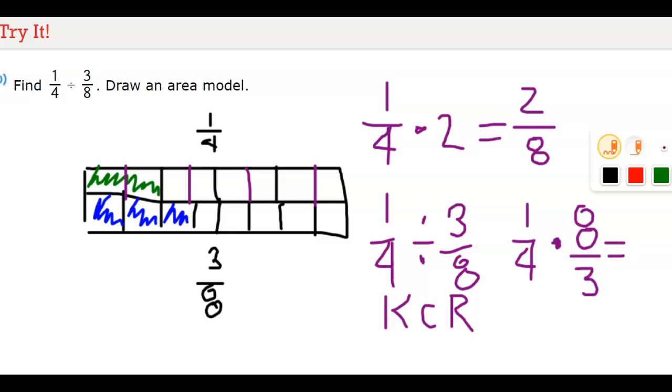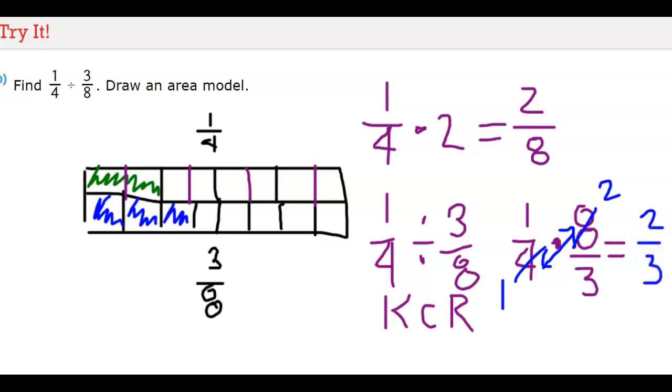I'm going to show you how to simplify first. I'm going to look diagonally. 8 and 4 can be simplified before we multiply. If you divide 4 by 4 and 8 by 4, 4 divided by 4 gives you 1, and 8 divided by 4 gives you 2. So now you have 1 times 2 and 1 times 3. So we get 2/3, and that's our final answer. So now we have 2/3 as our quotient for 1/4 divided by 3/8.